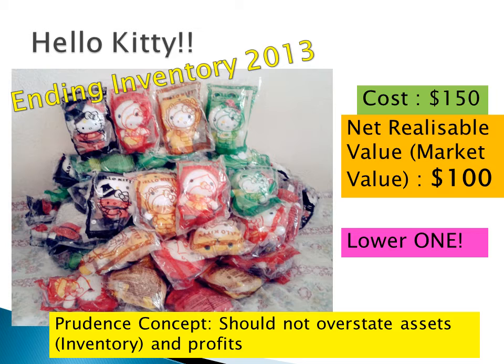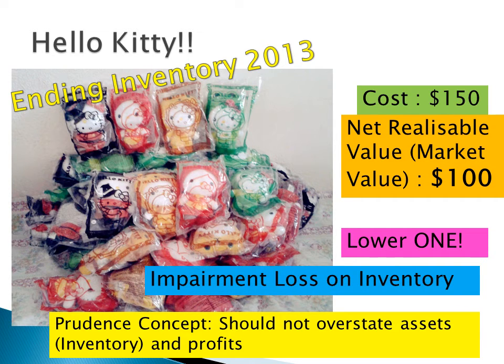Then, what is the $50 called? From a cost of $150 to $100, there is a loss of $50, and we have a special name for this loss. It is called impairment loss on inventory.